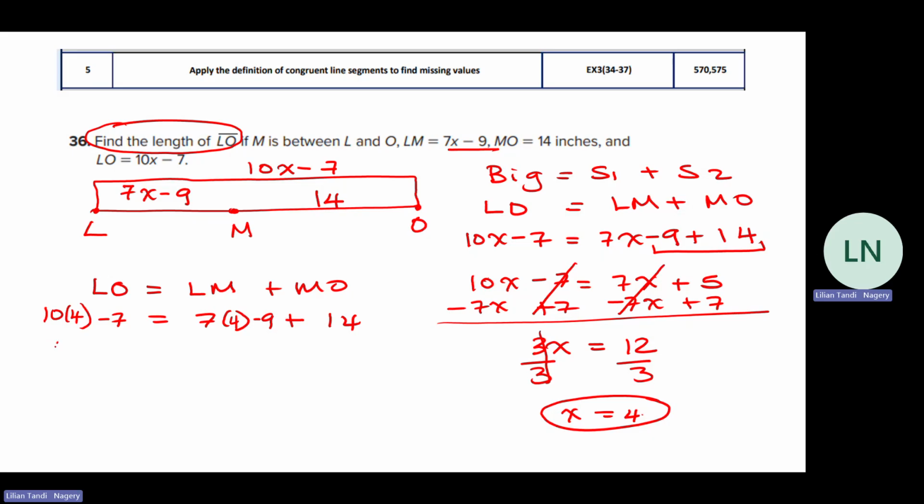So this is 40 minus 7, which equals 28 minus 9 plus 14. 40 minus 7 will be 33. 28 minus 9 will be 19, plus 14, which should also be 33. Okay, 19 plus 14 is 33. So now I know I am correct.